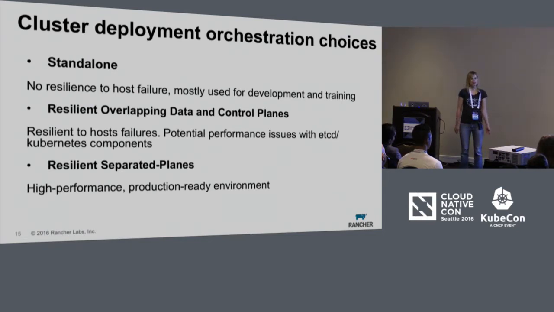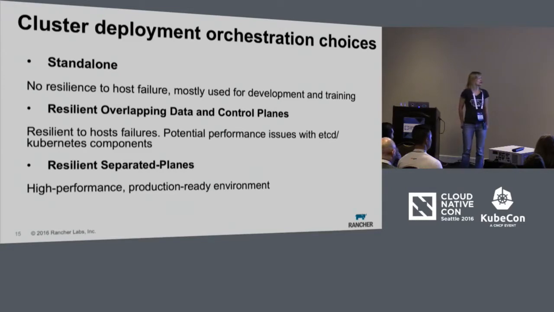Then there is a setup where you can aggregate your etcd and control plane on one set of hosts and user applications on another set of hosts. It is better, it's more resilient, but there's a potential performance issue with the etcd and control plane components. And then the third option is the resilient separate planes. It's high performance because etcd and the Kubernetes API server and other control services are deployed on different sets of hosts, and the user application is on the third set of hosts. This is production ready, tested by our customers.